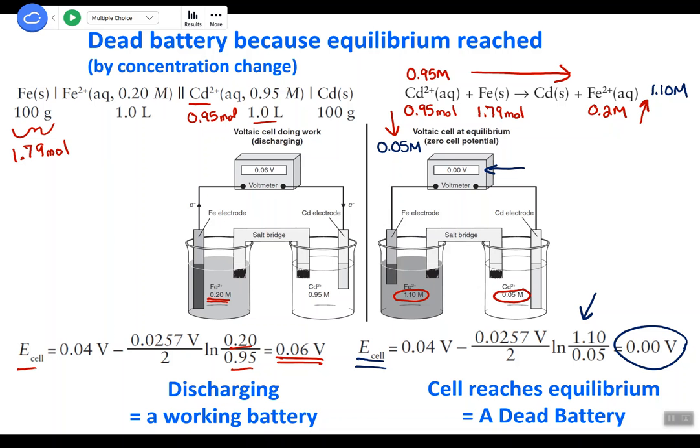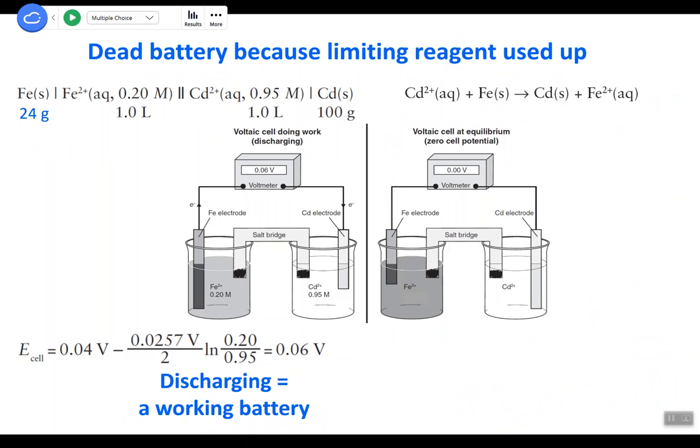That's the end of the story. Unless it's a rechargeable battery, and then we can zap it with voltage and drive it backwards. This is one way that the battery can die based on Q, the ratio of these solutions. The ratio is just such that the potential is 0. We still have materials, we still have reactants, but it doesn't matter, the cell potential is 0. That's one way for the battery to die.